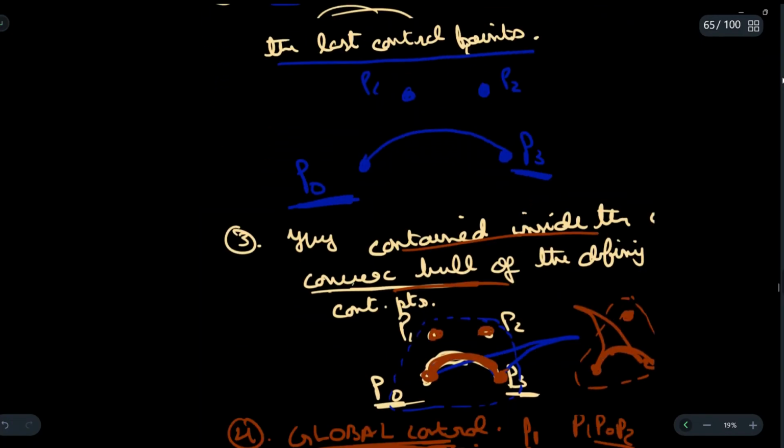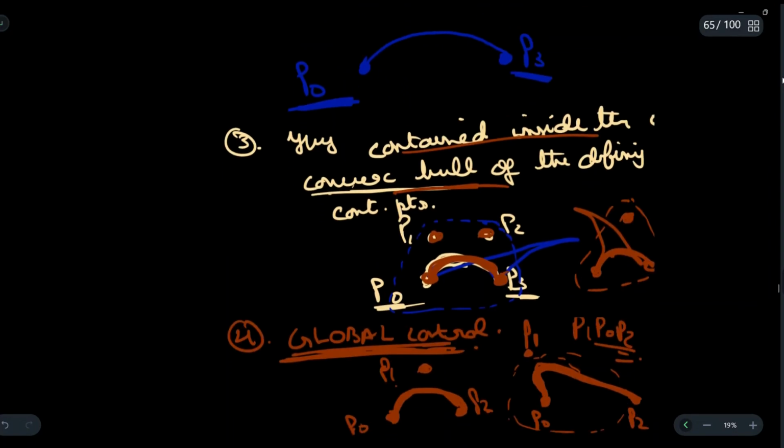Now let us see the third point. They are contained inside the convex hull of the defining control points. Suppose there are 4 control points over here, P0, P1, P2 and P3. So the convex hull which is formed by these points, that is this part which I am highlighting, the Bezier curve will never lie outside this convex hull. That is, it will never go over here. It will only lie inside the polygon formed by these control points.